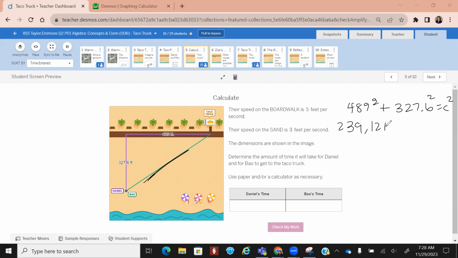And then if I take 327.6 and multiply it by itself, that's going to give me 107,321.76. I'm going to add those two things together. And that's going to give me 346,442.76. And then if I wanted to find the side, I would take the square root of that. And that would give me roughly 588.59. Right? So that's this distance.